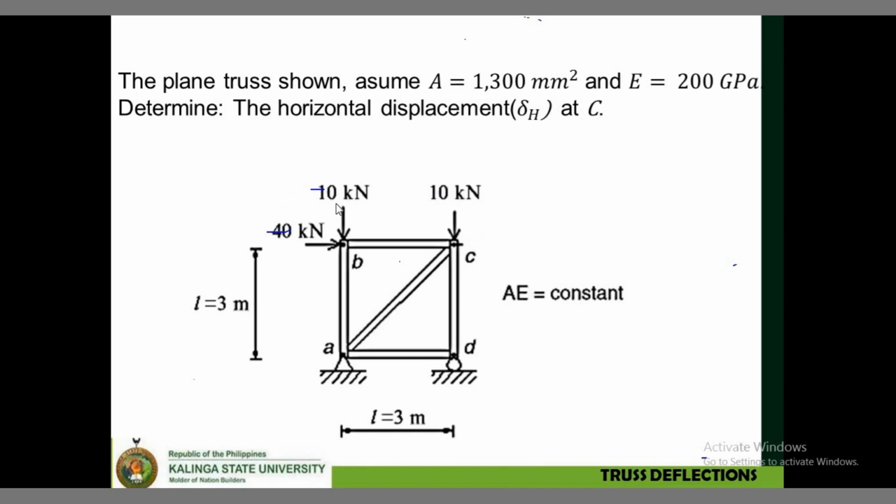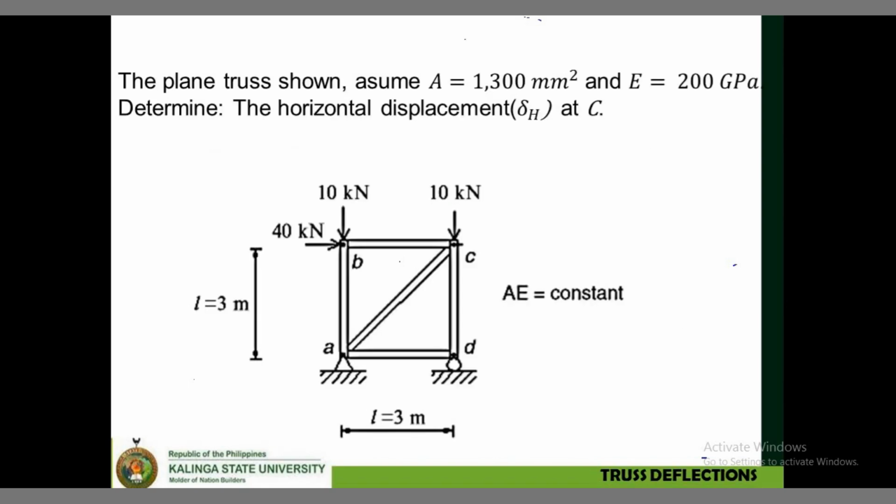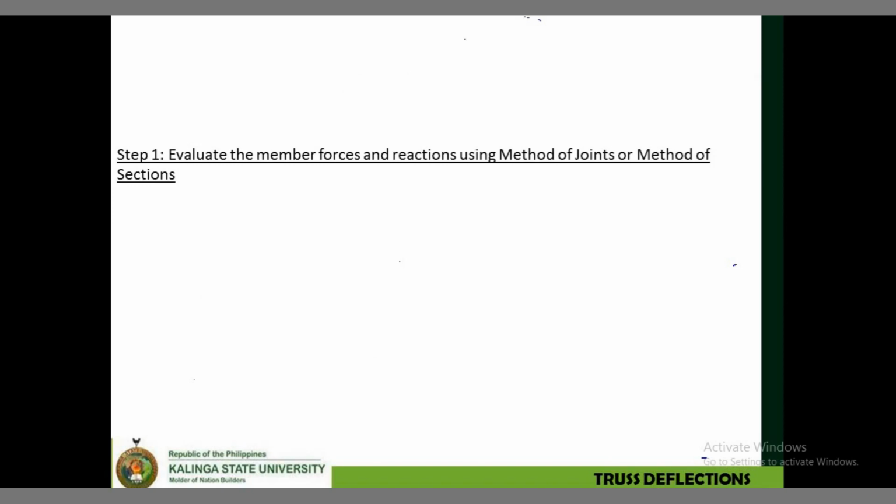So, this is the problem for illustrative problem number 1. Now, there are steps we are going to consider to determine the horizontal movement of point C. Step 1: Evaluate the member forces and reactions using method of joints or method of sections. How is this done?